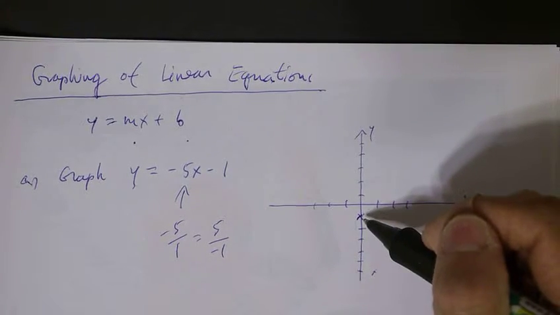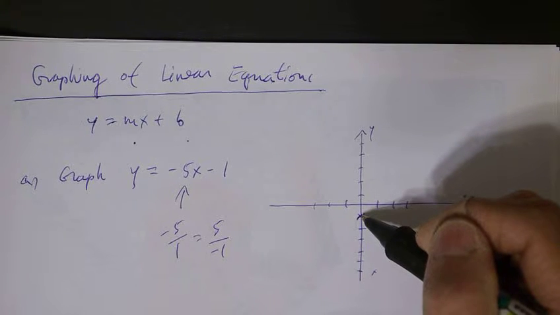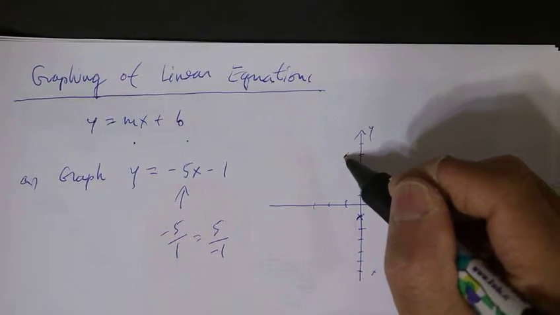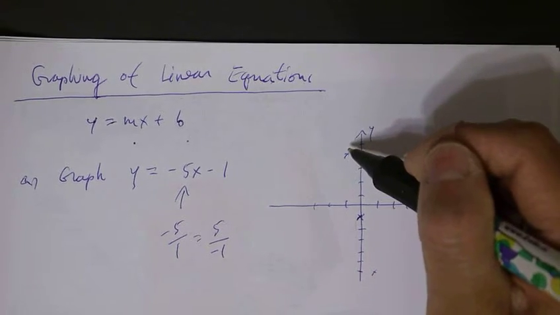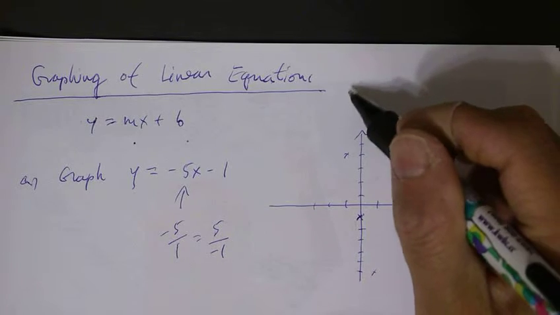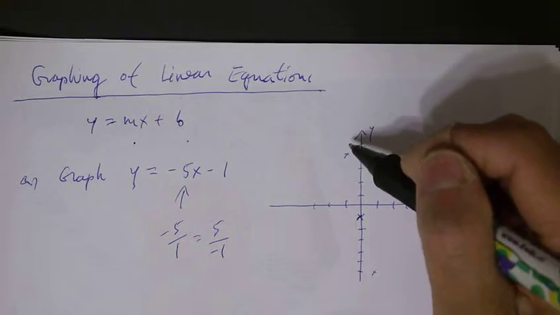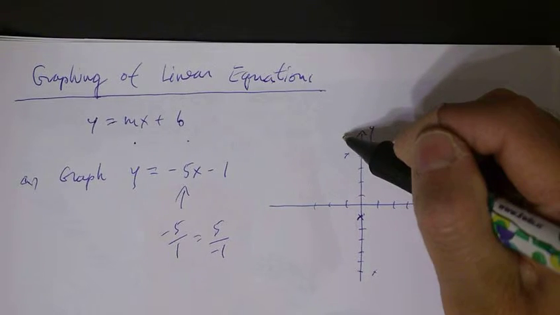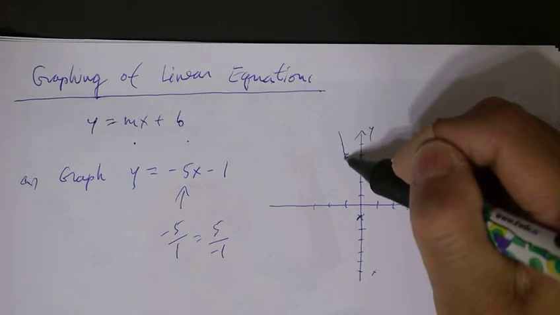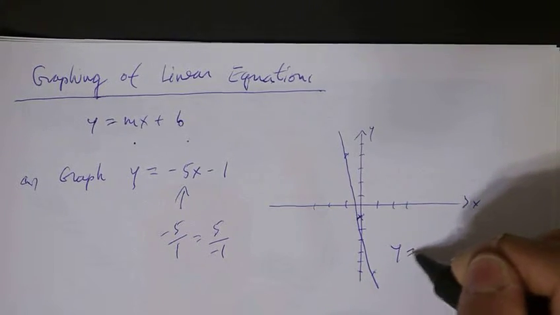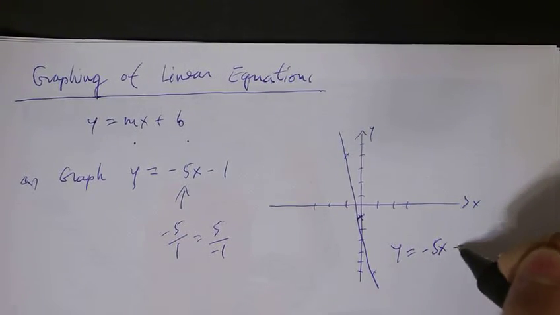So I may go up from my y-intercept. From minus 1 here, I may go up 5 units, 1, 2, 3, 4, 5, and move to the left by 1. I can keep going up, 1, 2, 3, 4, 5, move to the left by 1. As you can see, you see the pattern now. I now have 3 points, so I may connect all 3 dots to get my straight line. So now I have y equal minus 5x minus 1.